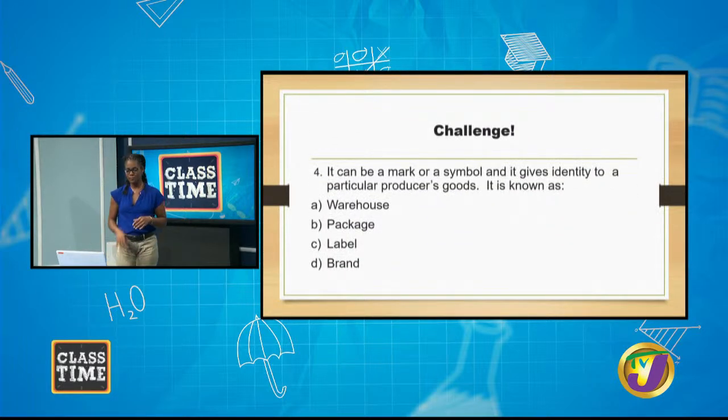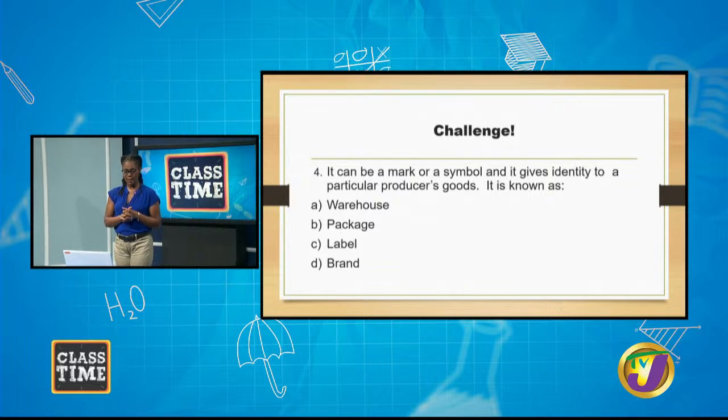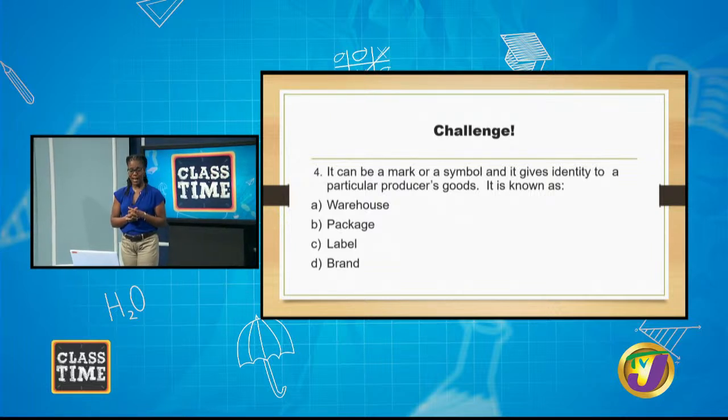We're almost there. 2 more to go. Challenge 4. It can be a mark or a symbol, and it gives identity to a particular producer's goods. It is known as A, warehouse, B, package, C, label, or D, brand. And of course, I know you have selected D.